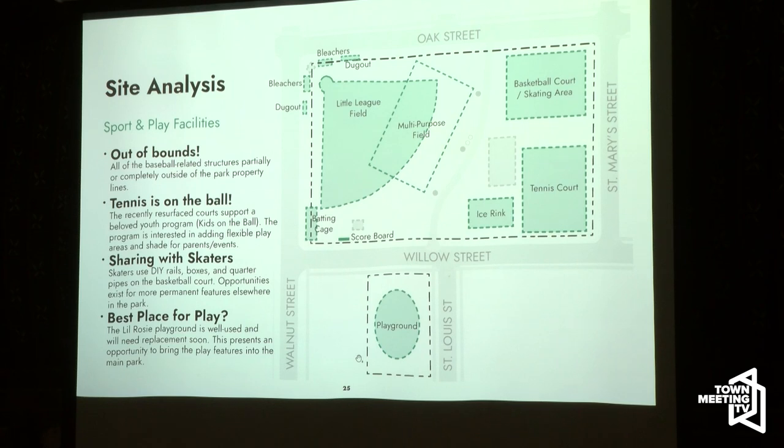And we'd also like to raise the question if Lil Rosie across the street, across Willow, is the best place for play. Of course, there's a playground there today. It will need to be renovated in the next 5 or 10 years based on its condition. And we would like to ask if at that time it would make sense to move it into the main park. We see some issues having kids crossing Willow to get to Lil Rosie.